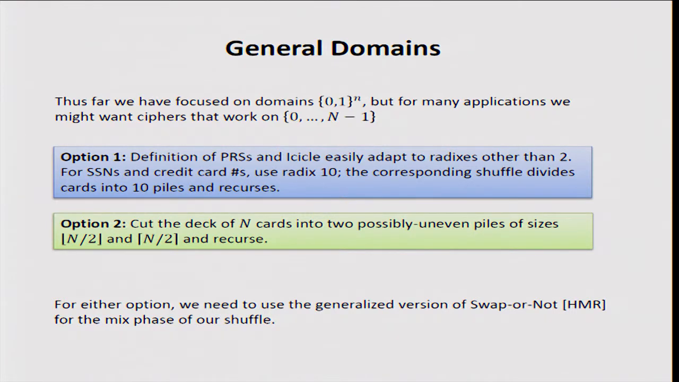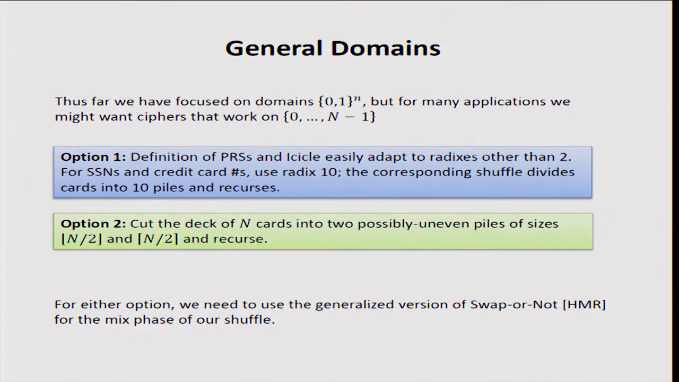Option 2: maybe you have a specific domain you're interested in, and it doesn't seem like any different base will work well for you. You could also just cut the deck into 2 uneven size piles. This is actually what GP did in their paper. You could have one pile with size floor of n over 2, the other with ceiling n over 2, and then you'd recurse on those, and things still work out.